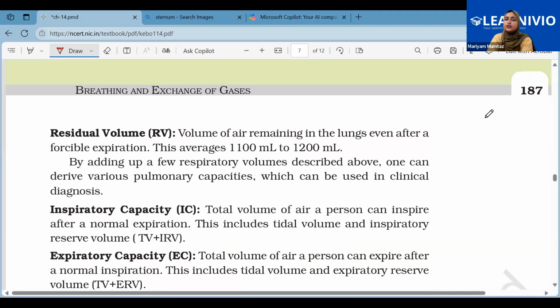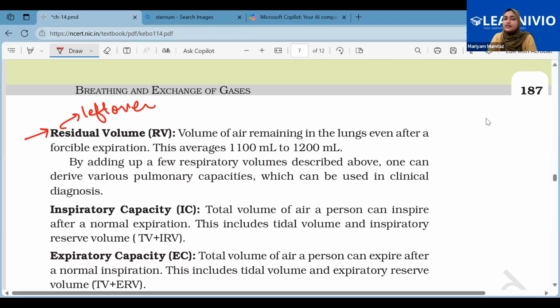Then comes the residual volume. Imagine if we are breathing out and there is no air left in the lungs. What will happen to the lungs? It will collapse, just like how a polythene bag collapses when you crush it. That is what happens to the lungs if no air remains. That is why we talk about the residual volume. Residual means leftover.